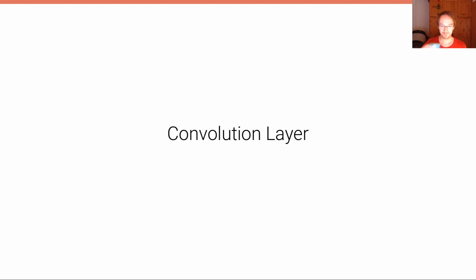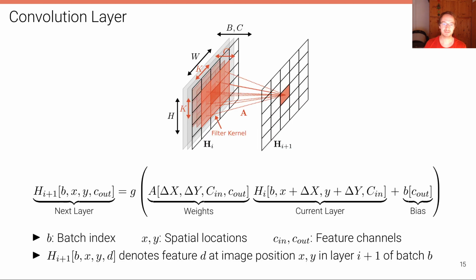So let's move on to convolutional layers and describing them in concise mathematical notation. Here we have the mathematical formulation in Einstein notation for a convolutional layer. We have h_i, this is the input of the layer, and h_{i+1} is the output tensor of that layer. We have B, the batch index, x, y, the spatial locations. So this is the spatial location we're interested in computing the value for at a particular batch index and for a particular output channel, C out. And we have the feature channels, C in and C out.